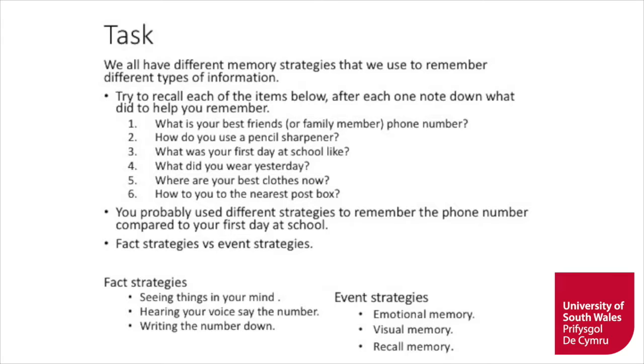Okay, so obviously you've spent a bit of time thinking about those key questions and how you were able to remember them. You probably used different strategies for different ones, and everyone will be slightly different. So the way you remembered the phone number compared to the first day of school: the phone number would be more of a fact strategy, whereas the first day of school would be an event strategy. Fact strategies involve seeing things in your mind, hearing your voice say the number, writing the number down, recalling it. Event strategies are more to do with your emotional memory, your visual memory and memory recall, so what you've experienced and how you experienced that first day of school.